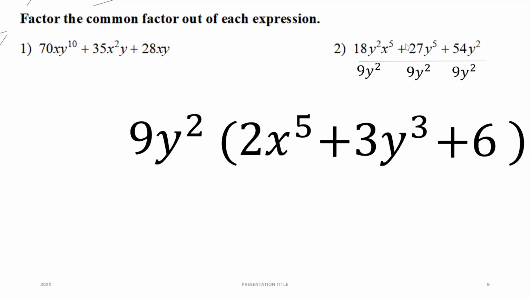Remember, when you're dividing, you subtract your exponents, you divide your numbers. It might help you to write it down. I don't necessarily need to see you writing it down. It's up to you.